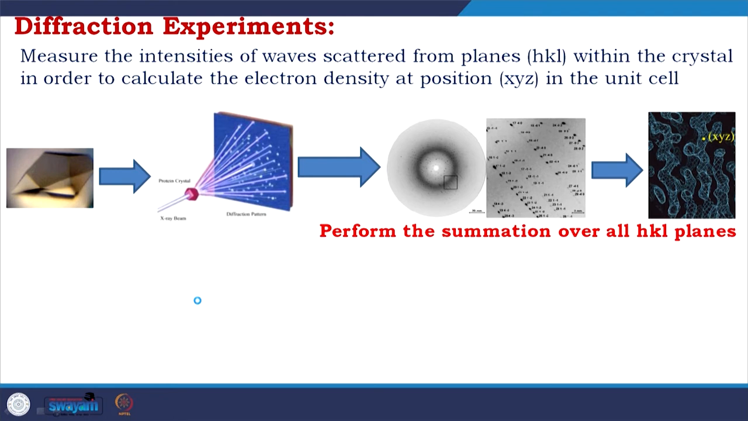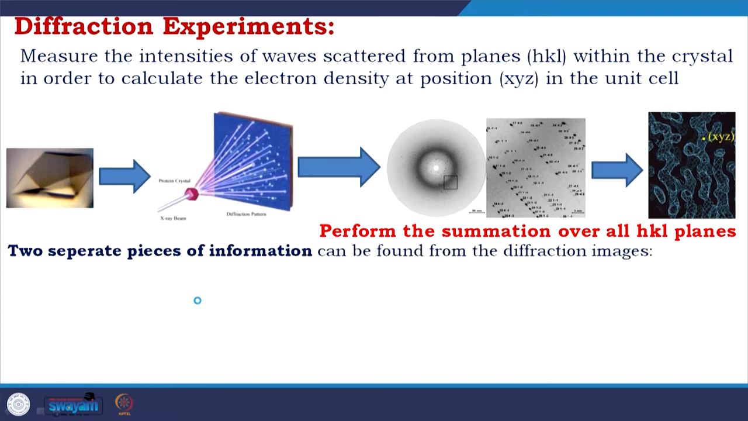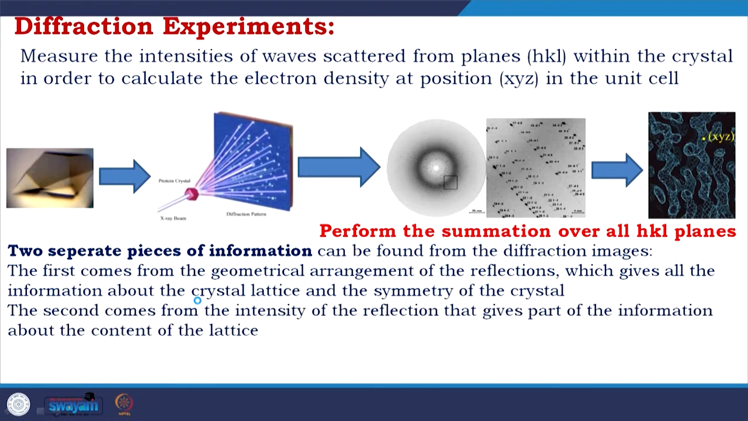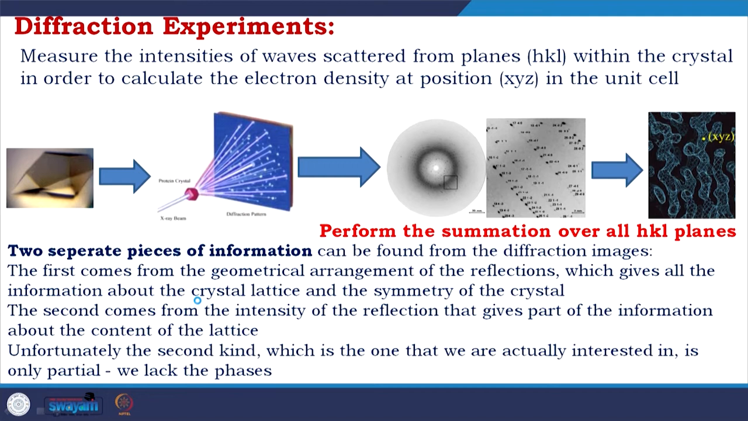So, we perform the summation over all HKL planes. What we get from our diffraction experiment is two separate pieces of information. The diffraction image gives us the first information, which is the geometrical arrangement of the reflections, giving all the information about the crystal lattice and the symmetry of the crystal. The second information we get is from the intensity of the reflections, which gives part of the information about the content of the lattice. As I was discussing throughout the last few lectures, the intensity information gives us the amplitude, but we are not getting the phase, and hence it is the phase problem.